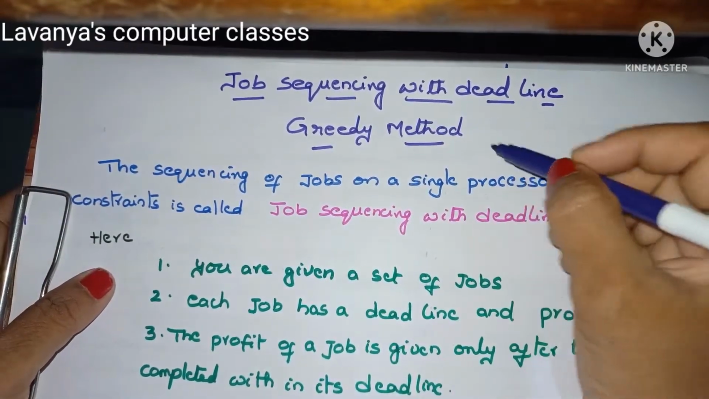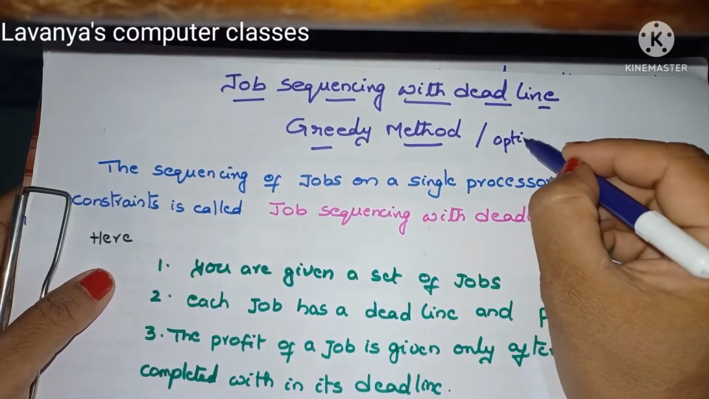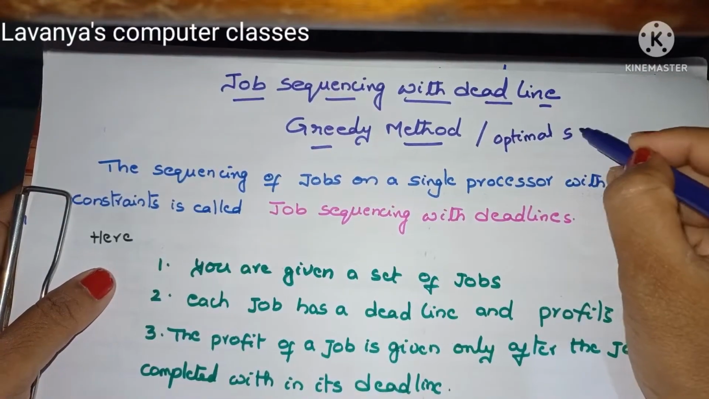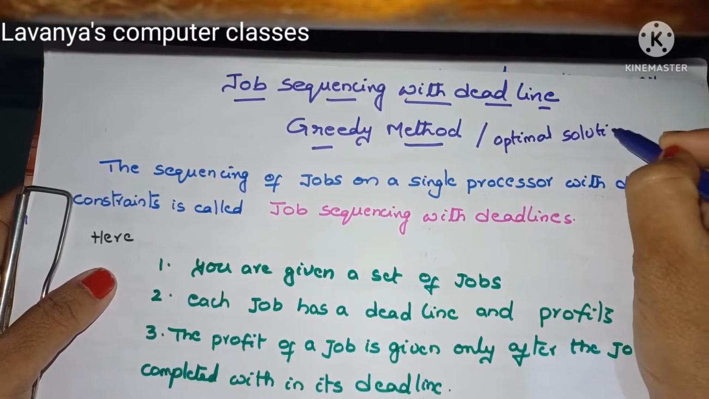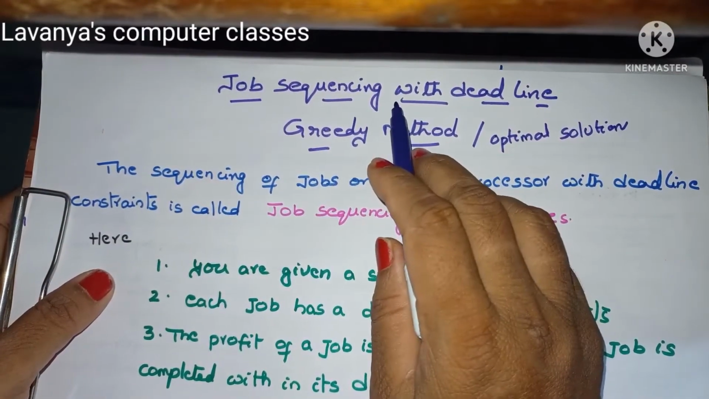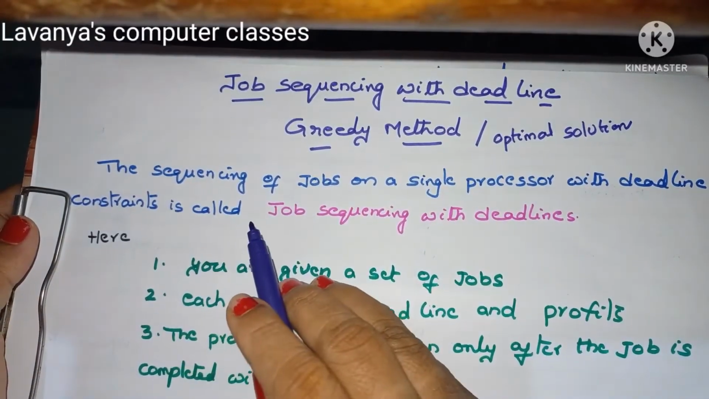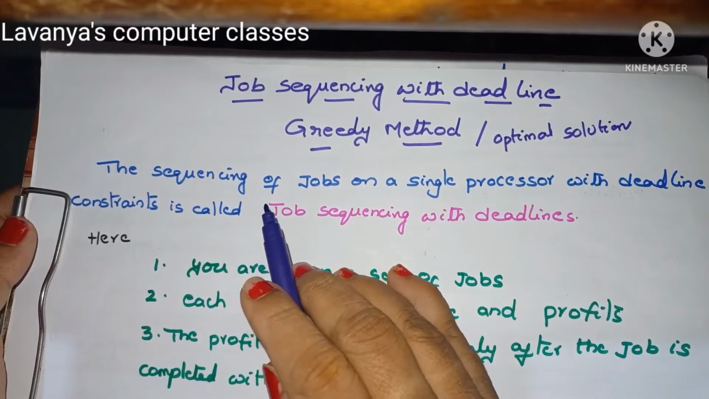So what is a greedy method? In the greedy method, we are using the greedy approach for finding an optimal solution. So this is the example of job sequencing with deadline for the greedy method. First we'll go for what is job sequencing with deadline.